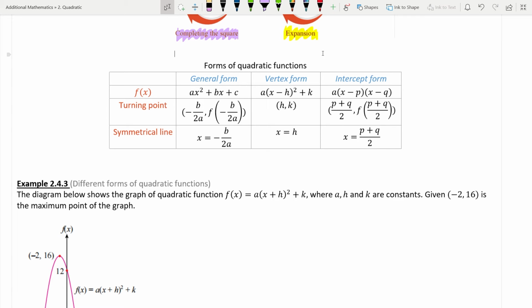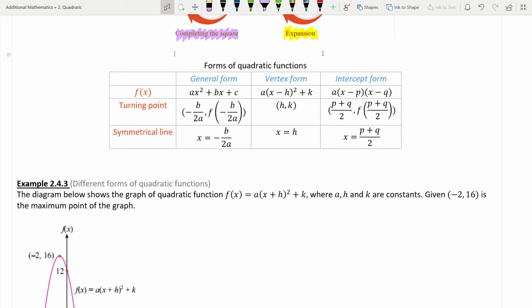This table shows the comparison between the three forms of quadratic function. For the general form, the function is ax² + bx + c. The x value for the turning point is -b/2a, and by substituting -b/2a into the function f, we'll obtain the y value for the turning point. The x value for the turning point is our symmetrical line, which is x = -b/2a.